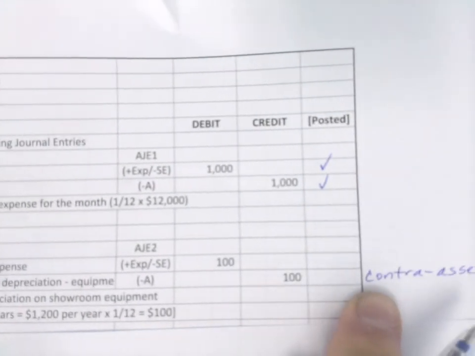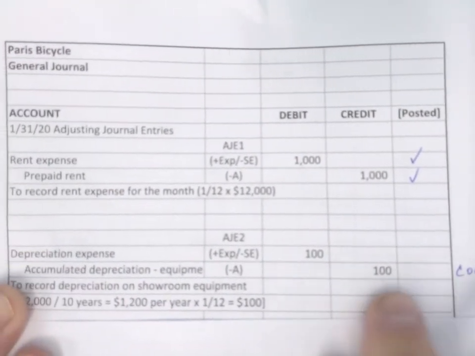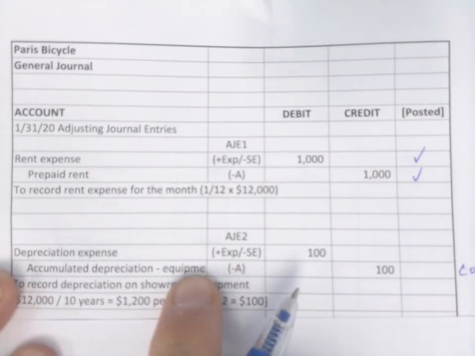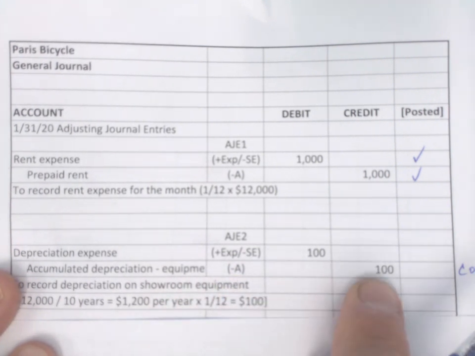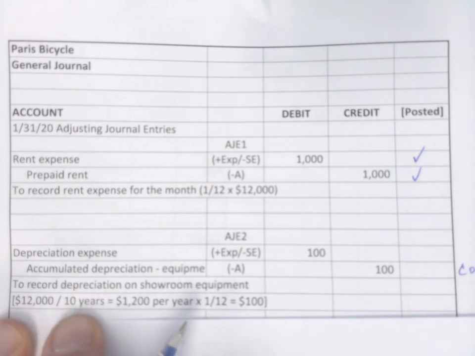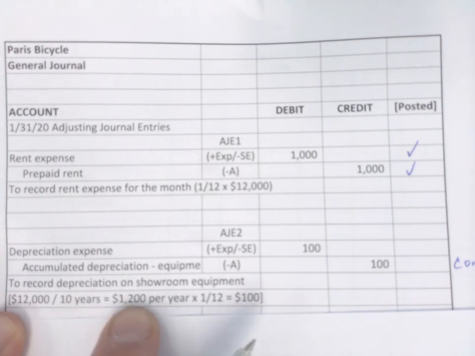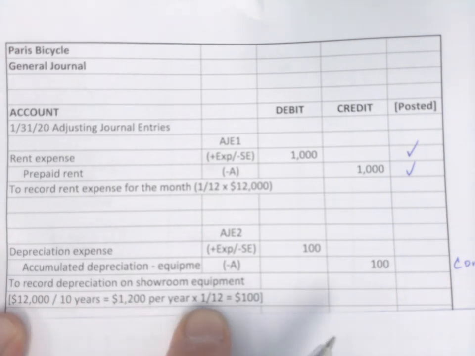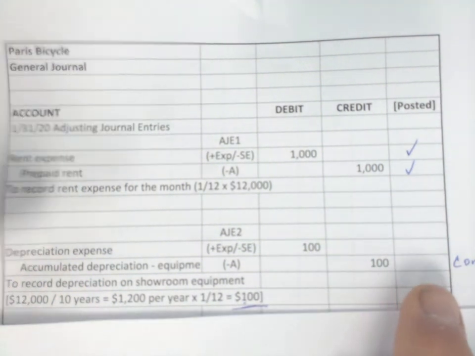Sorry, I put that contra asset over here. It's a contra asset account. And so this is reducing the net value of the equipment by $100 from $12,000 to $11,900. There's the calculation of depreciation expense. $12,000 was the cost. It's being depreciated over 10 years. That's $12,000 per year. And we have gone through one of the 12 months in the year. So that's 100. And we need to now post those.